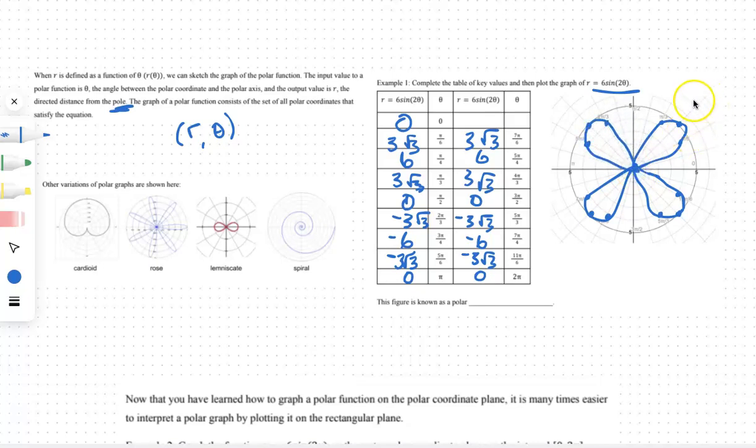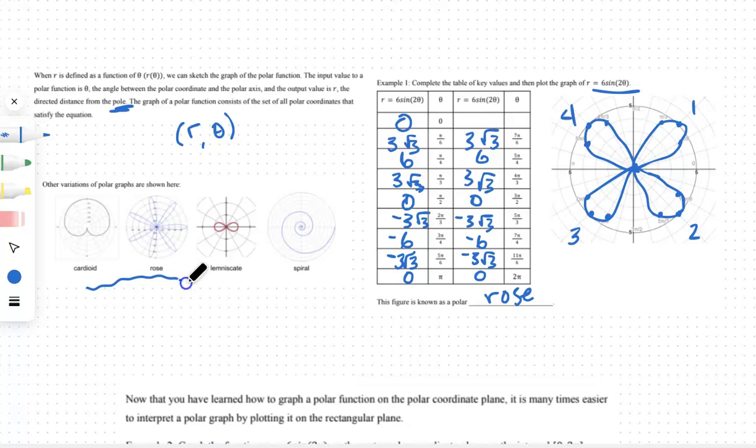So just to put it in perspective, I graphed this quadrant first, then I graphed this, and then I graphed this, and then I graphed that. It does not necessarily go in order of quadrants. It goes in order of increasing theta. By the way, this figure is called a polar rose. You are not required to know that. It's just an interesting fact.